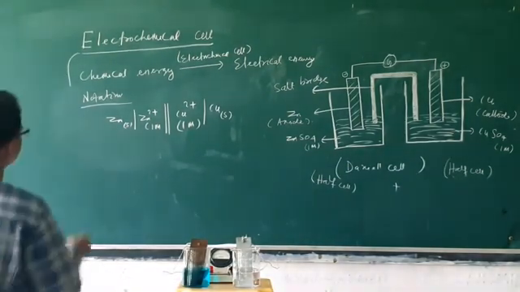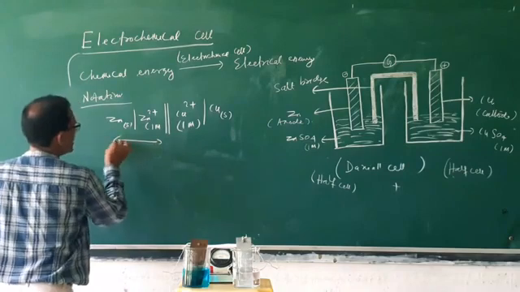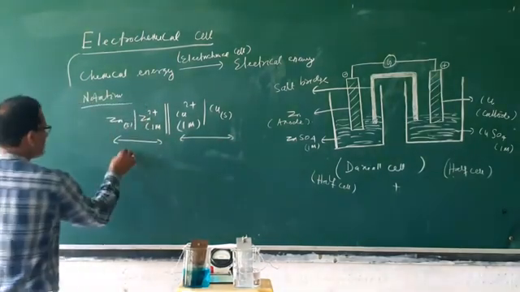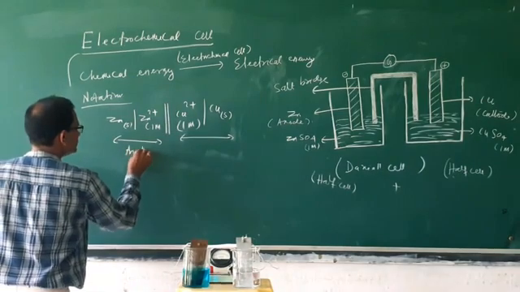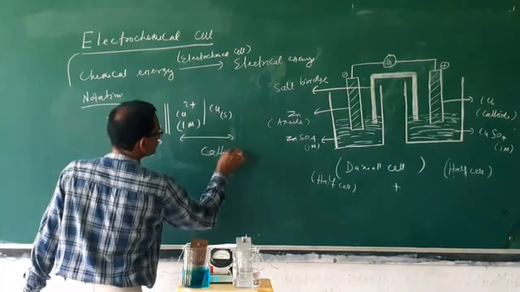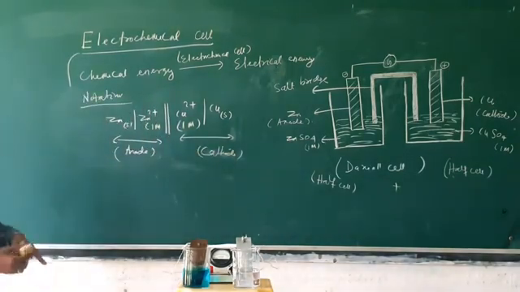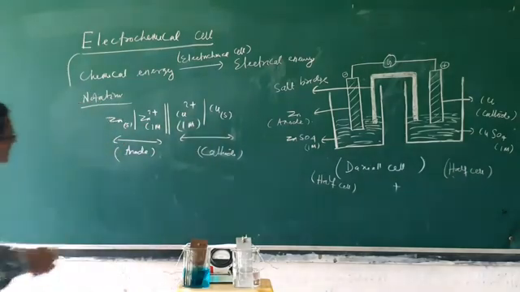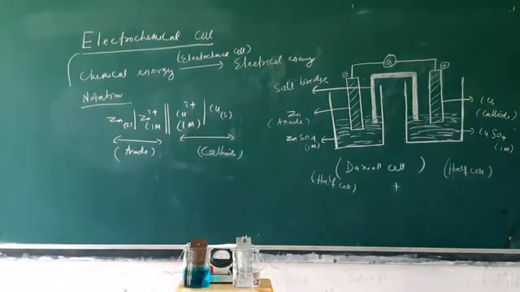This is one half cell and this is another half cell. This part is called the anodic part and this part is called the cathodic part. Mainly zinc is the anode and copper is the cathode. This is the representation. Then the reaction.